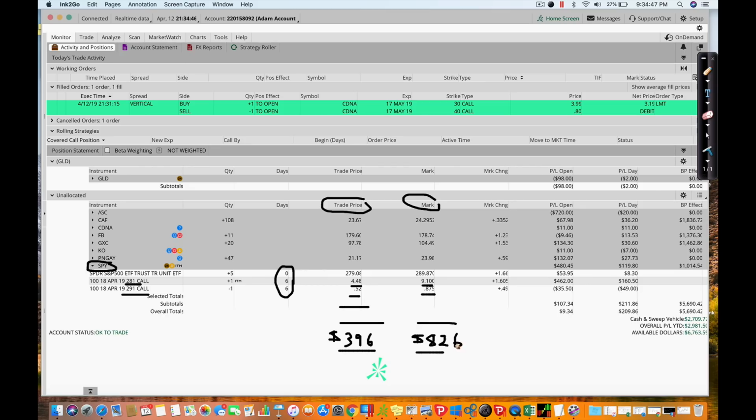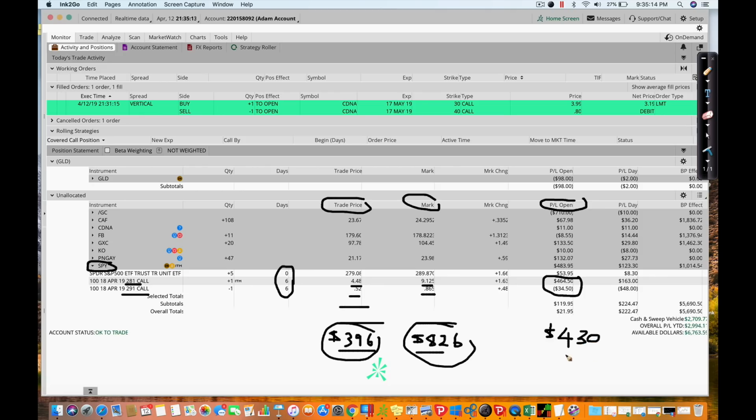So what's my net profit? Roughly it'll be 826 minus 396. So my net profit, you can see over here, which is the P&L open, would be, yeah, this is the net profit, which is 463 minus 35, so about $430, right? So roughly about $430. That's my net profit.